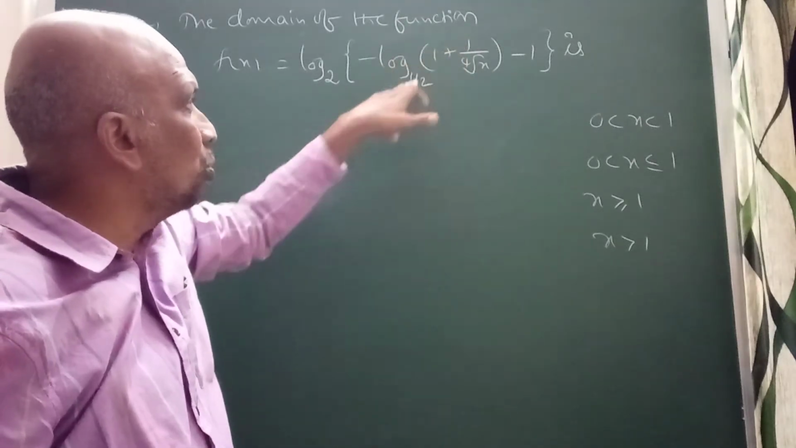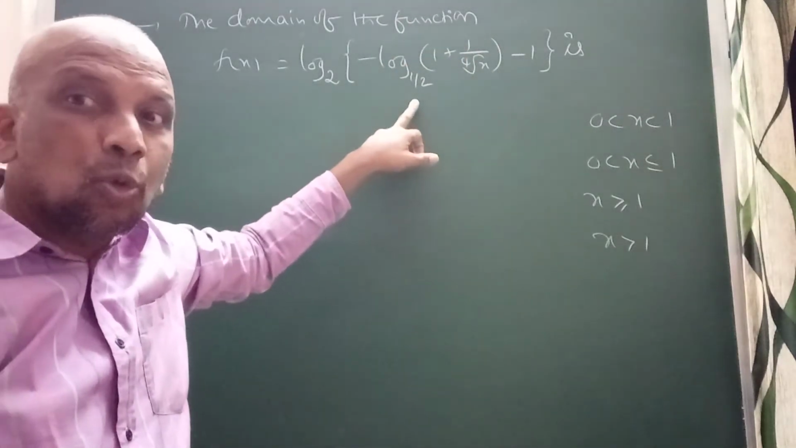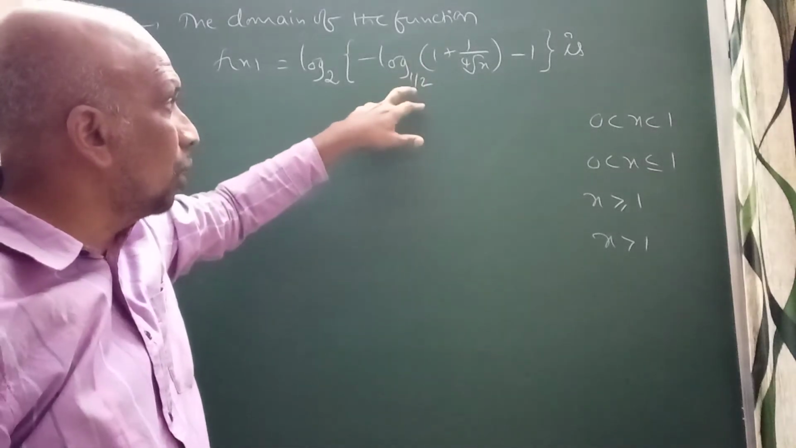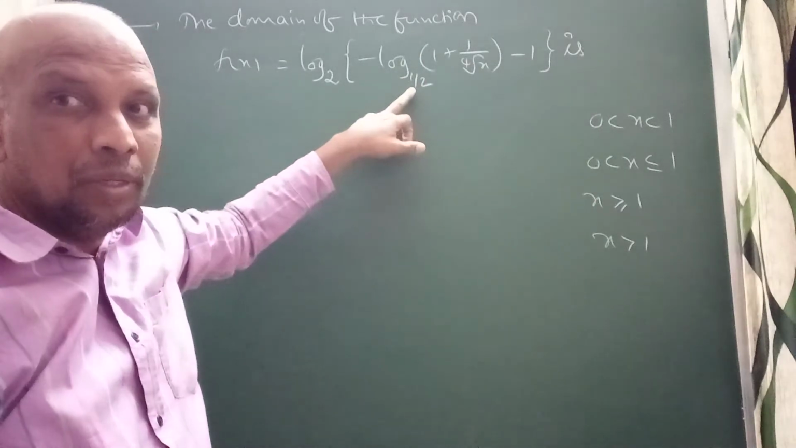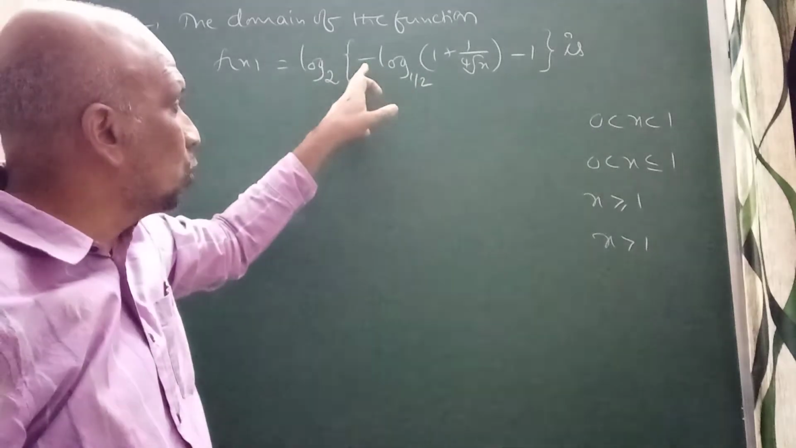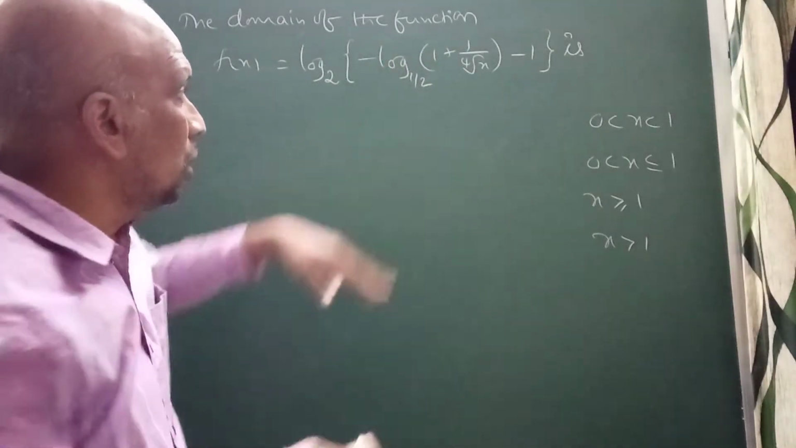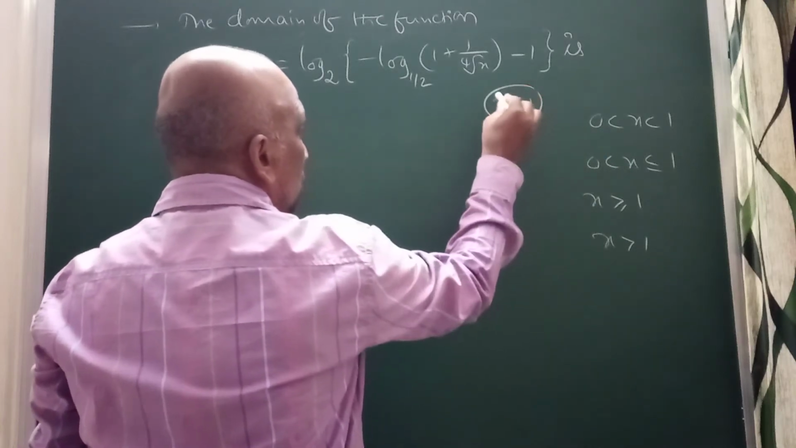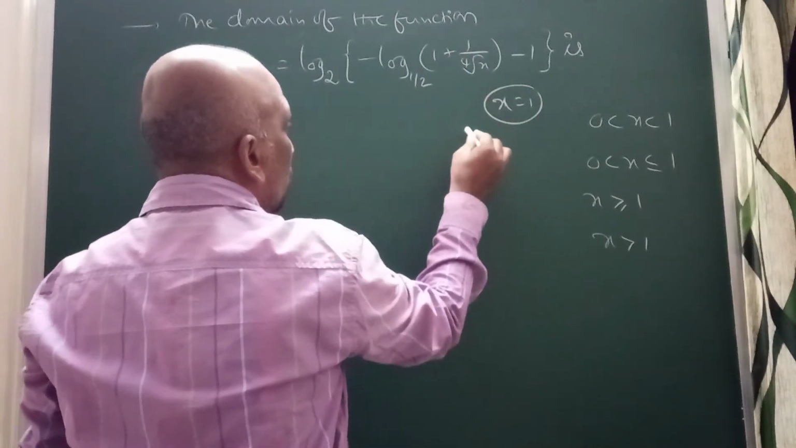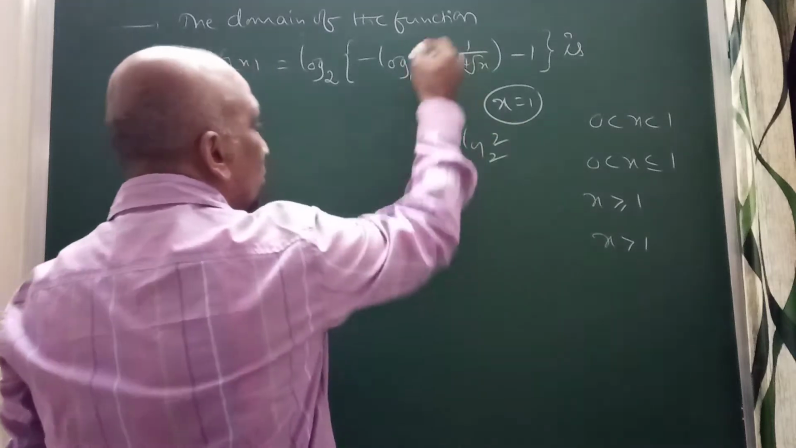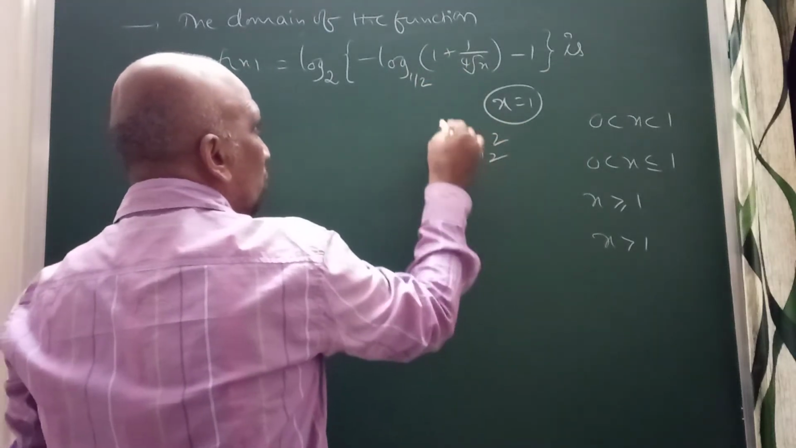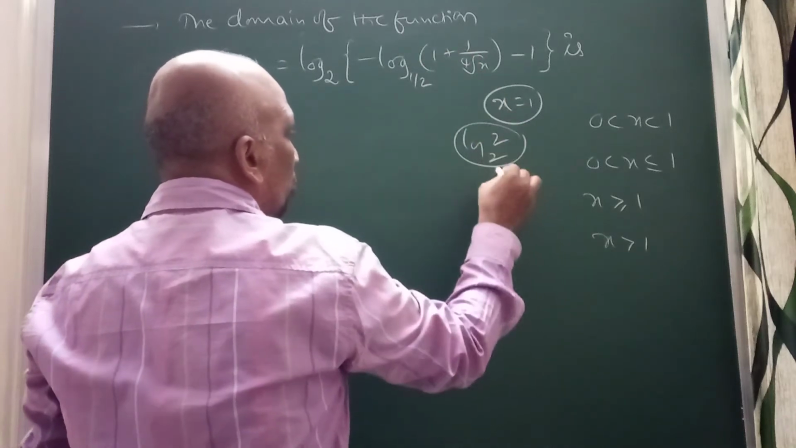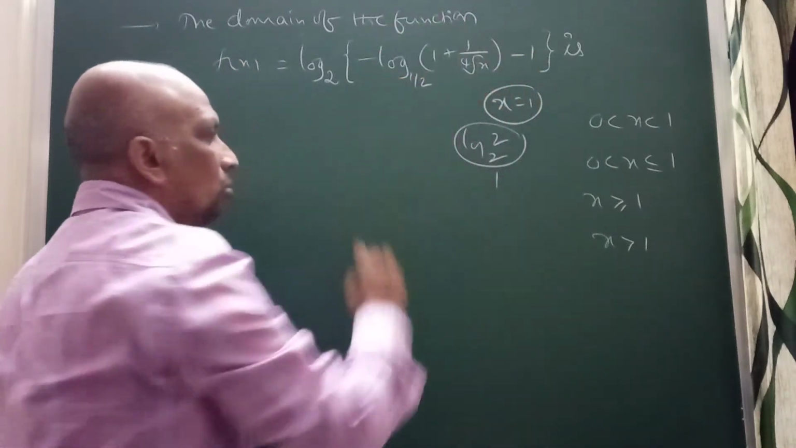So it's log 2 base 1 by 2. Log 2 base 1 by 2 we can write as follows. You can observe that 1 by 2 means 2 power minus 1. Taking x equal to 1, this will become log 2 base 2, right? Minus of minus becomes plus, so this will become log 2 base 2, whose value will be 1, and 1 minus 1 is 0.